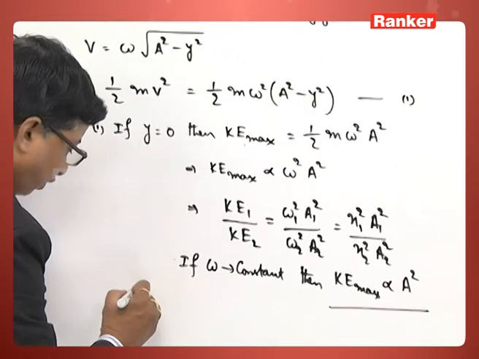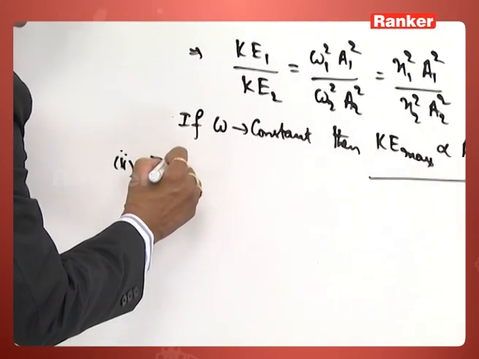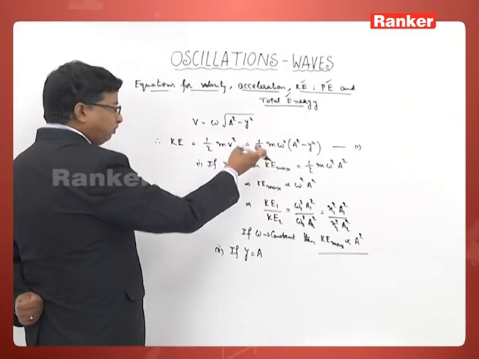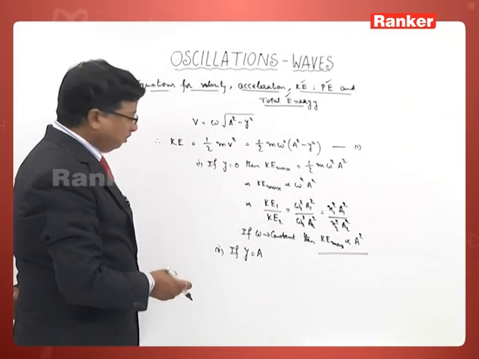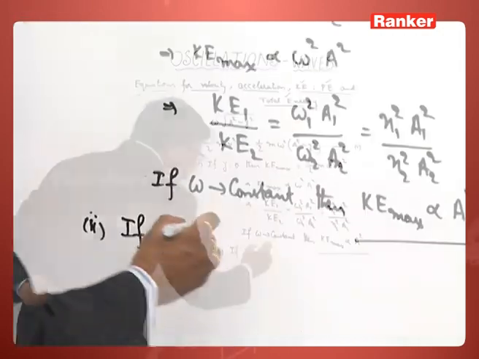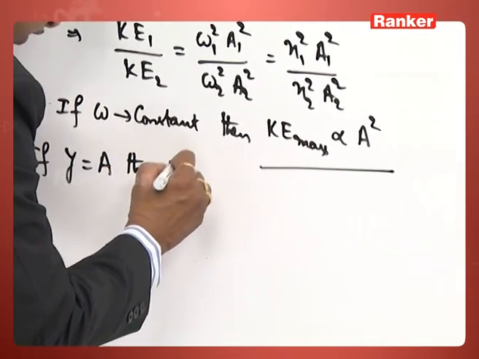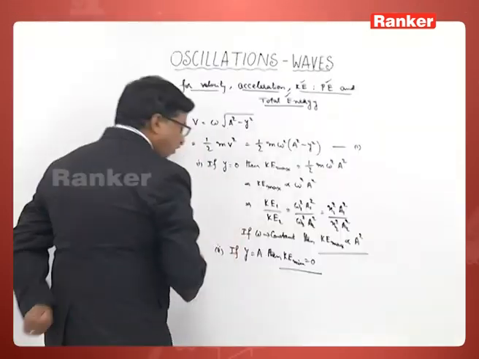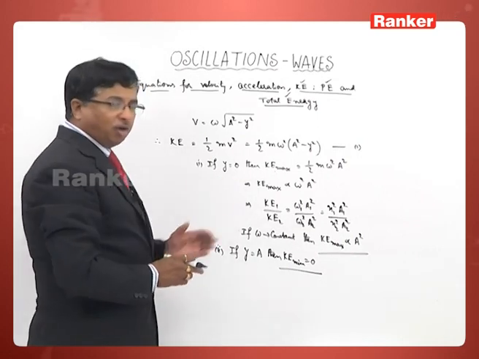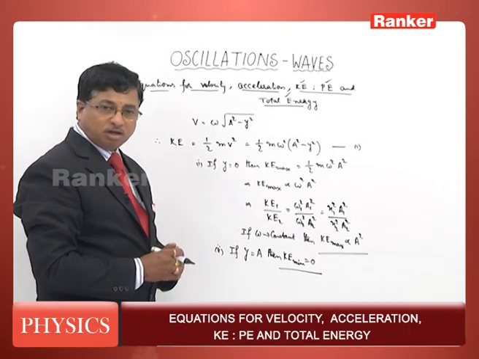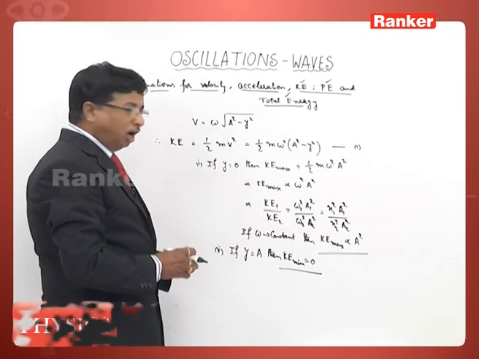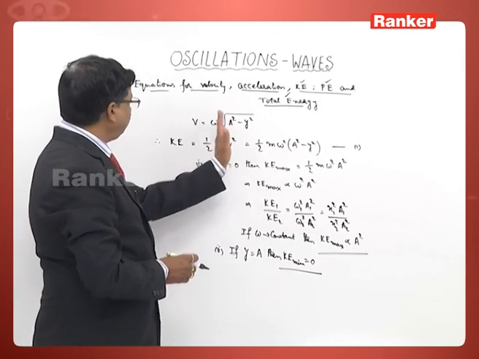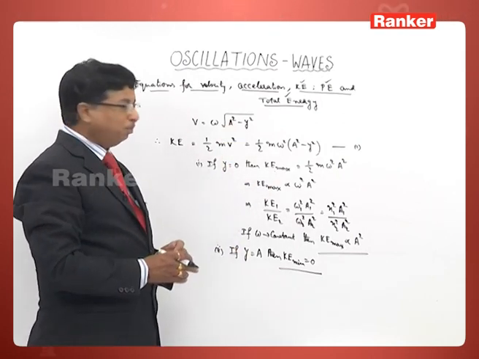Now, check the second condition please. What is that second condition? If I say y and a are equal. Already we have discussed, when displacement is maximum, that is what is called amplitude. Then we can say the kinetic energy is now becoming minimum and its value will be 0. So, at the extreme position of an oscillating body or oscillating particle, kinetic energy will be 0 and velocity also will be 0. So, this is about velocity and kinetic energy we have to remember.